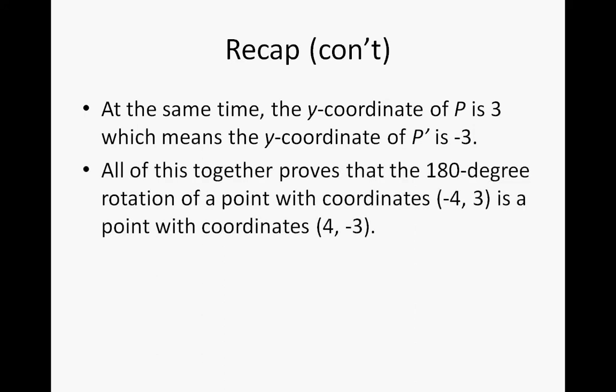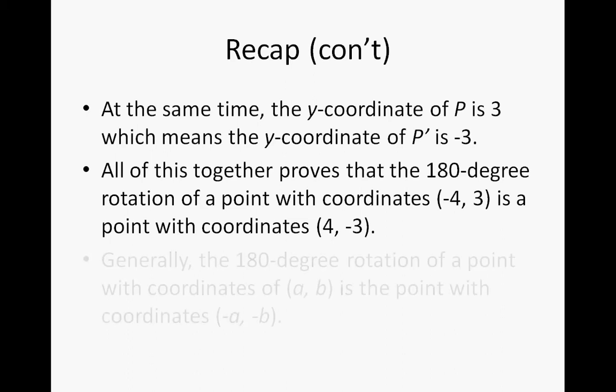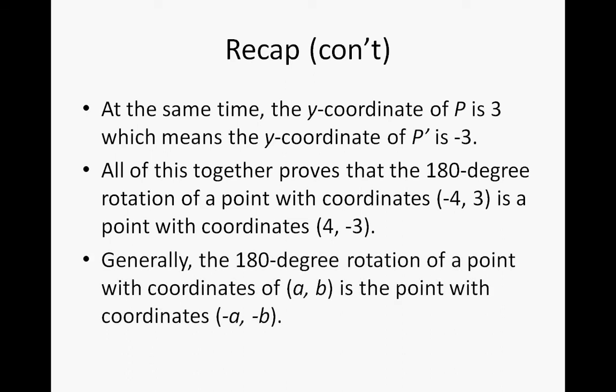So all of this together proves that the 180-degree rotation of a point with coordinates -4, 3 is a point with coordinates 4, -3. So they are just the opposite of each other. So generally, the 180-degree rotation of a point with coordinates of A, B is a point with coordinates -A, or opposite of A, and opposite of B.